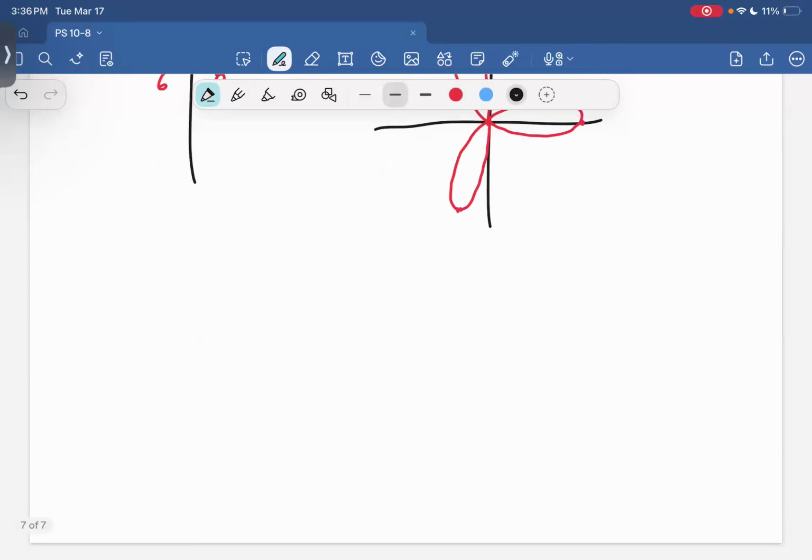Let's do K now. I did not go over K in class, but you should be able to do it using techniques that you learned from last class. It's just kind of in reverse.